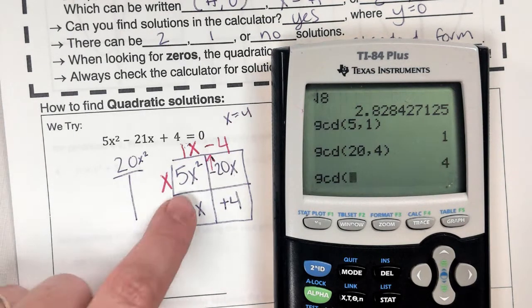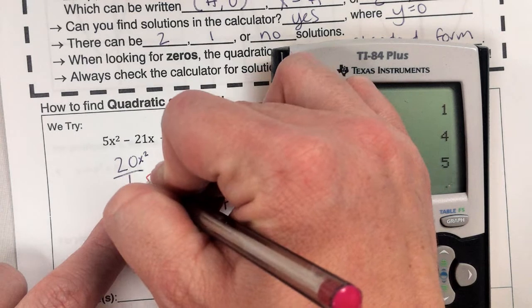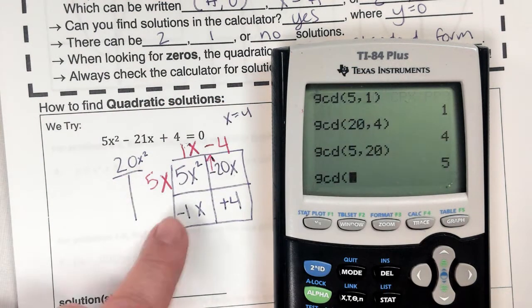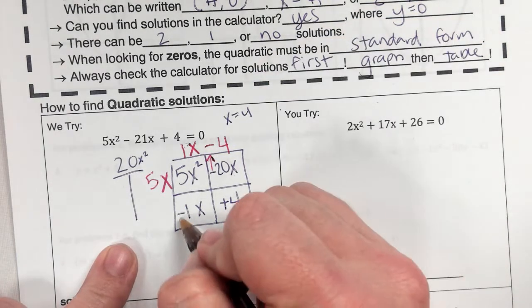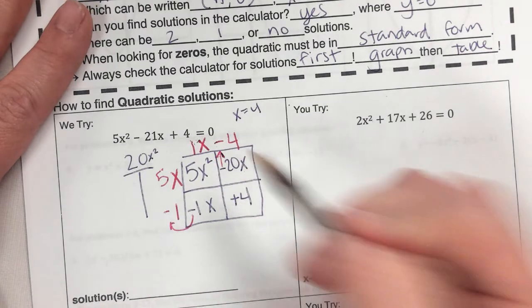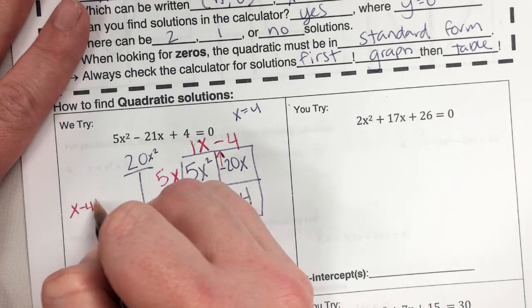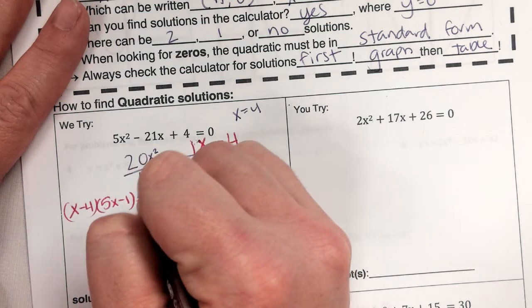Math right 9, 5, comma 20. So that gives me 5. And then math right 9, 1, comma 4. And that gives me 1. Now, because this is negative, this is going to be negative. So my factors are x minus 4 and 5x minus 1.